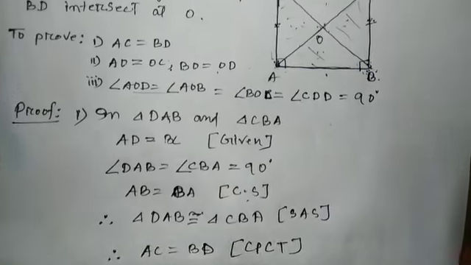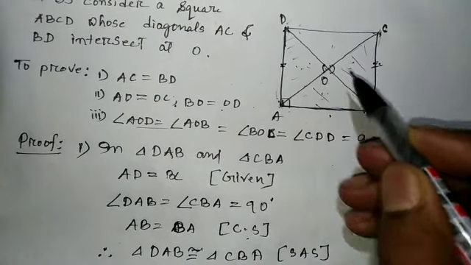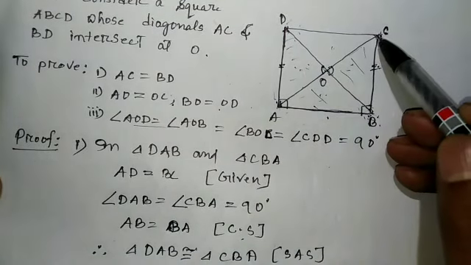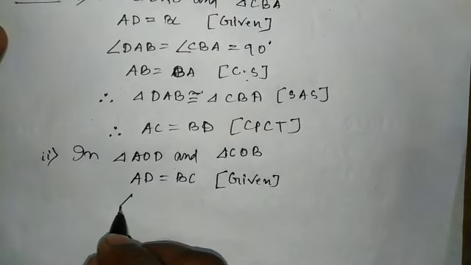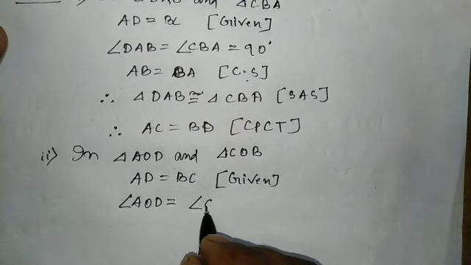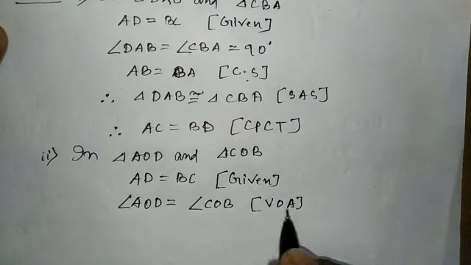Again see, in these two triangles, this angle and this angle are equal, vertically opposite angles. So we can write angle AOD is equal to angle COB, vertically opposite angle.